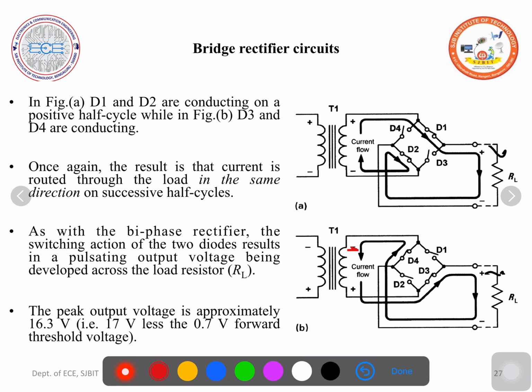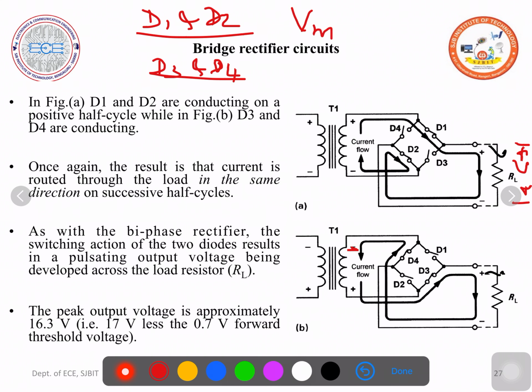During the positive half cycle, the current is carried by D1 and D2, and during the negative half cycle, the current is carried by D3 and D4. At any point of time, 2 diodes will be conducting. So the output voltage across RL will be the maximum voltage minus 1.4 volts. What is this 1.4 volts? 0.7 volt is the drop across one diode, and 0.7 volts is the drop across the other diode. Each diode has a voltage drop of 0.7. So Vm is the maximum voltage, and Vm minus 1.4 volts will be the voltage across the load resistance.